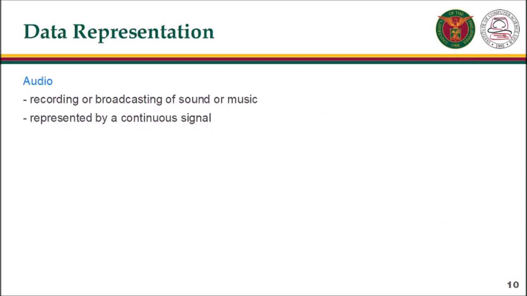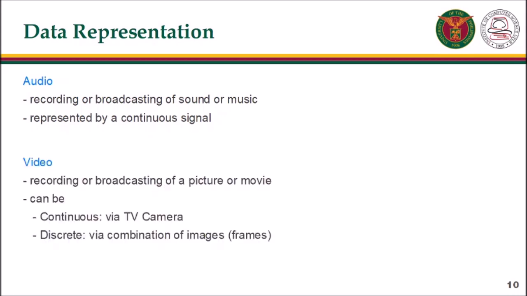Audio refers to the recording or broadcasting of sound or music. Audio is by nature different from text, numbers, or images. It is represented by a continuous signal. Video refers to the recording or broadcasting of a picture or movie. Video can either be produced as a continuous entity or it can be a combination of images.